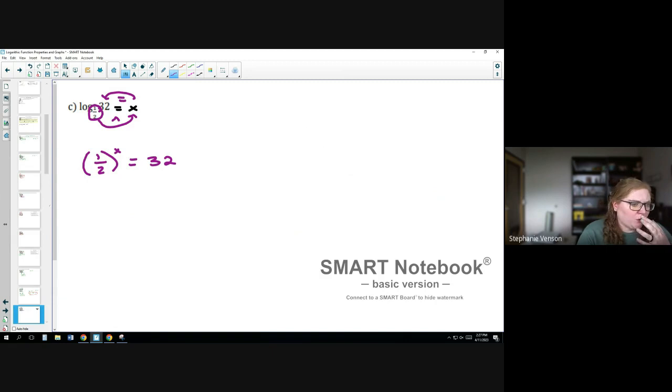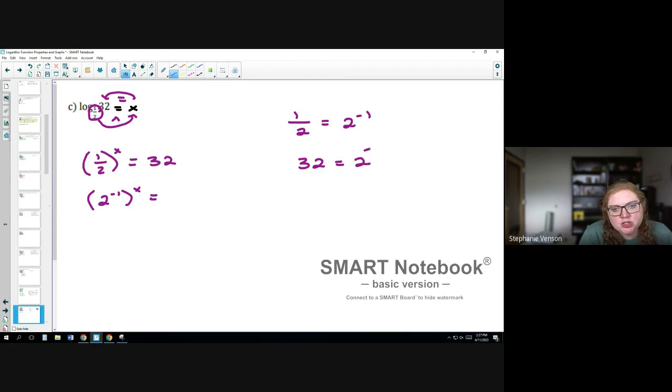Okay, so I'm going to have to rewrite both of them this time. But I know that 1/2 can be written as 2 to the negative 1. So this can be written as 2 to the negative 1, to the x, equals, and then 32 can be written as a base of 2 as well. If you don't believe me, try it in your calculator. But 32 is the same thing as 2 to the 5th power. If I raise a power to a power, I multiply. So this is essentially 2 to the negative x is equal to 2 to the 5th.